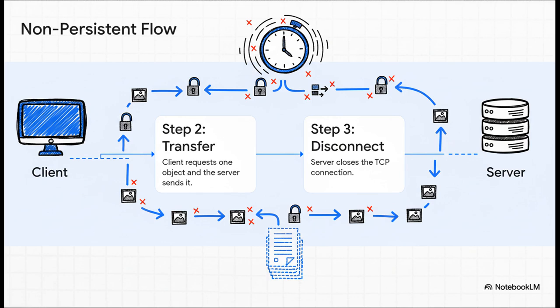And let's just see how inefficient that old way really was. To get a web page with just 10 images, your browser would have to open a connection, request the main file, then close it. Then open a brand new connection for the first image, get it, close it. Then another one for the second image, and on, 10 more times. The amount of extra work is just huge.